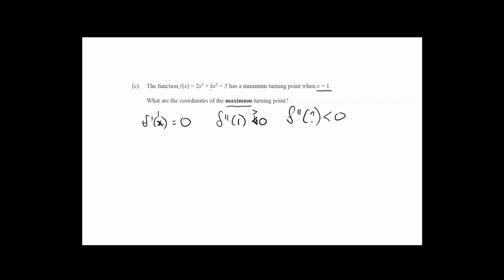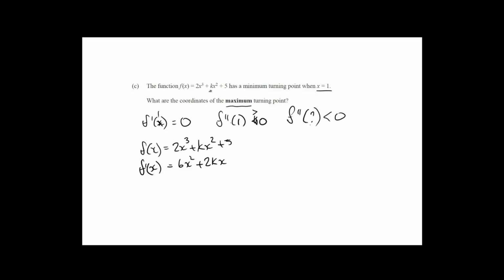We have this problem here with k. So first thing we've got to do is differentiate it. So let's copy out the original equation here. And k, we're going to presume that that's a constant, plus 5. Now when we differentiate that with respect to x, we're going to get 6x squared plus 2kx, and then the 5 is going to disappear.